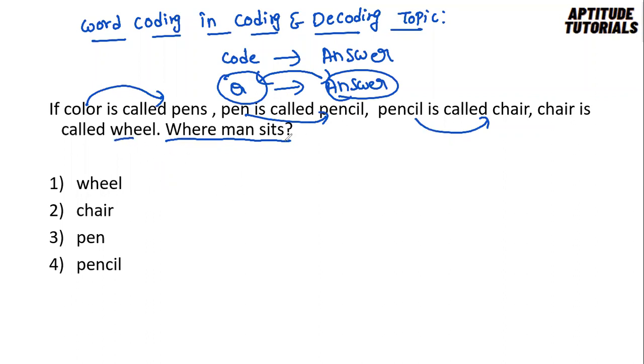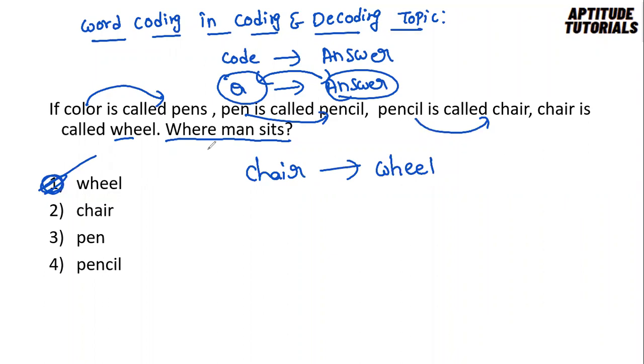Where man sits, out of the given words, color, pen, pencil, chair and wheel, man sits on a chair. Your answer is chair. If your answer is chair, you need to code it as wheel. So the answer for this question is wheel. Simply, you have to code for whatever answer that you got. Where man sits in the given 5 words, man sits on a chair.